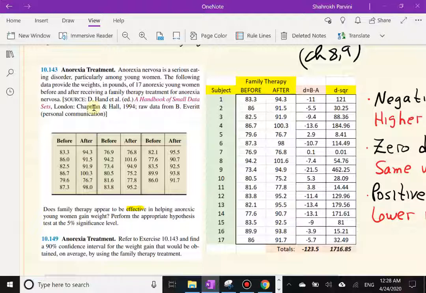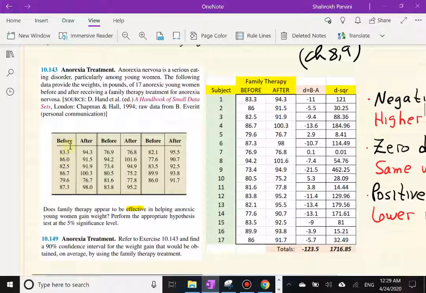Okay, so in this exercise number 143, it reads, anorexia nervosa is a serious eating disorder, particularly among young women. The following data provide the weights in pounds of 17 anorexic young women before and after receiving a family therapy treatment for anorexia nervosa. So notice again we have the before and after effect. These are the same individuals. So we are looking at their weights before family therapy and after.